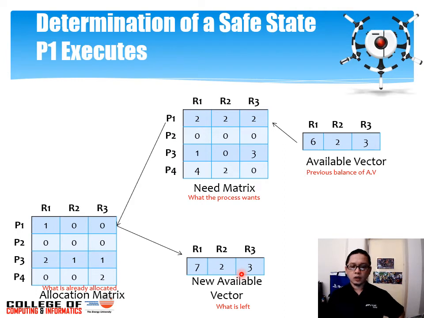After P1 finishes, you also need to zero out this value. You need to also zero out this value. The next one that needs to be chosen is P3 or P4.